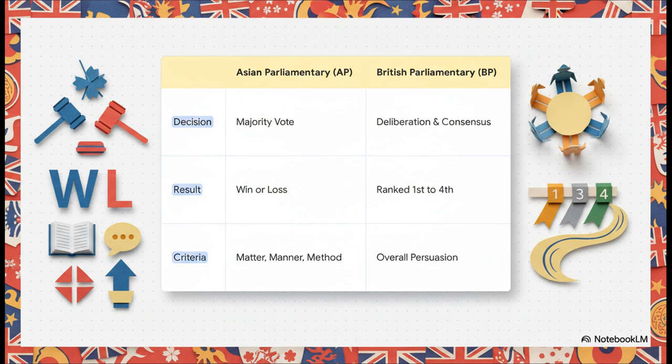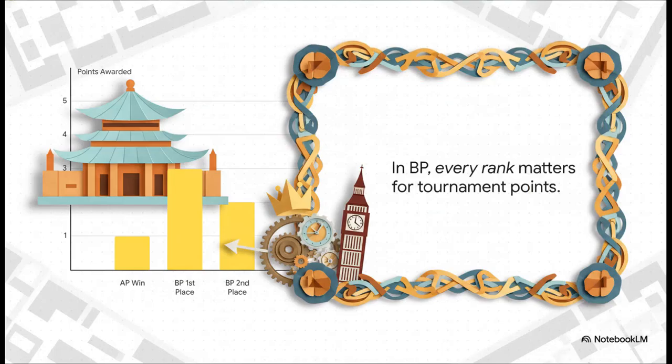BP is more holistic. The judges talk it out to reach a consensus, and then they rank all 4 teams from first place down to 4th, based on who was the most persuasive overall. And that ranking system is what determines how you do in a tournament. You can see here, in AP, a win gets you 1 point. That's it. But in BP, the points are staggered. First place gets 3 points, second gets 2, third gets 1, and fourth gets nothing. This means that even coming in second can be super valuable for moving on in the competition.